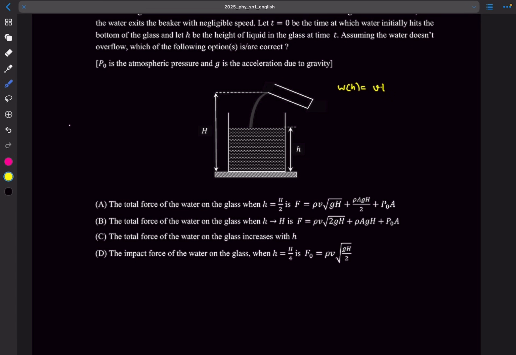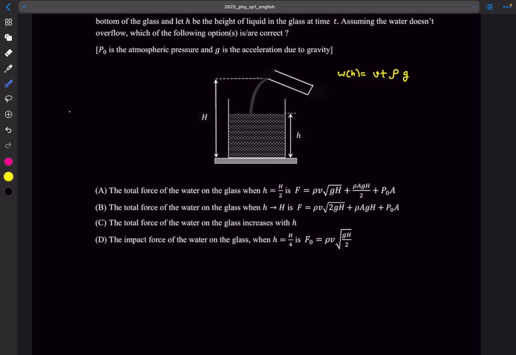So the weight as a function of h: the volume flow rate is given, it is V, multiplied by t. So this is the volume of the fluid that fills the container in t time, and this multiplied by the density of the fluid multiplied by g will be the weight when the fluid level rises to a height of h. So this is how weight varies with time, but as we want to write it in terms of the height h, this is just going to be rho A h into g. So this is the weight of the fluid that is currently present in the container.